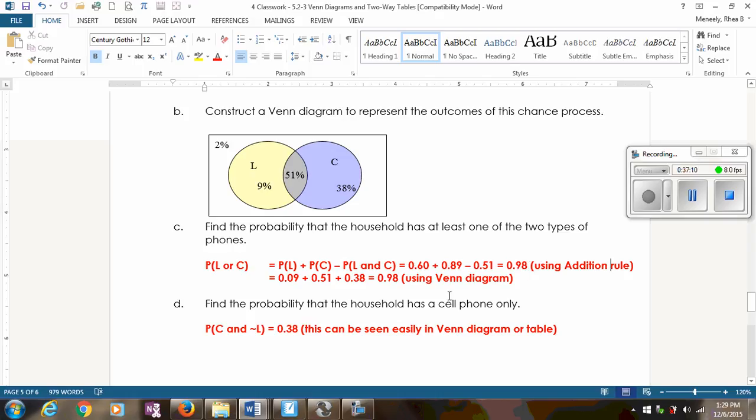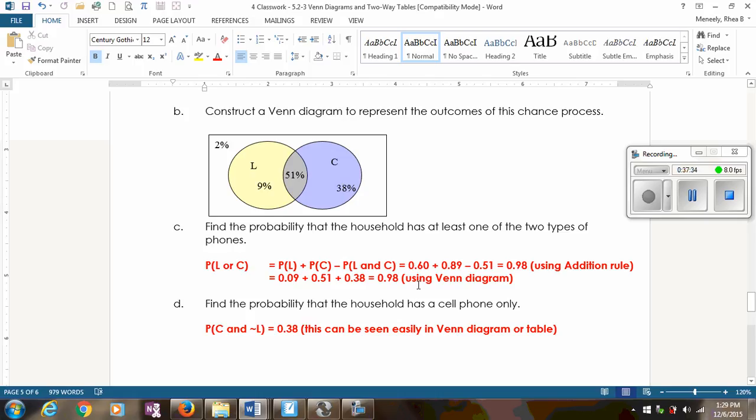If I want to use my Venn diagram, then I've already dealt with the addition rule. That's how I got this 51% in the middle anyway. But if I'm using just the Venn diagram, I'm going to consider where the union is, which is all of event L, all of event C, and that's going to include where they overlap, but I only want to include it once. So if I add these three probabilities together, I'll also get 98%.